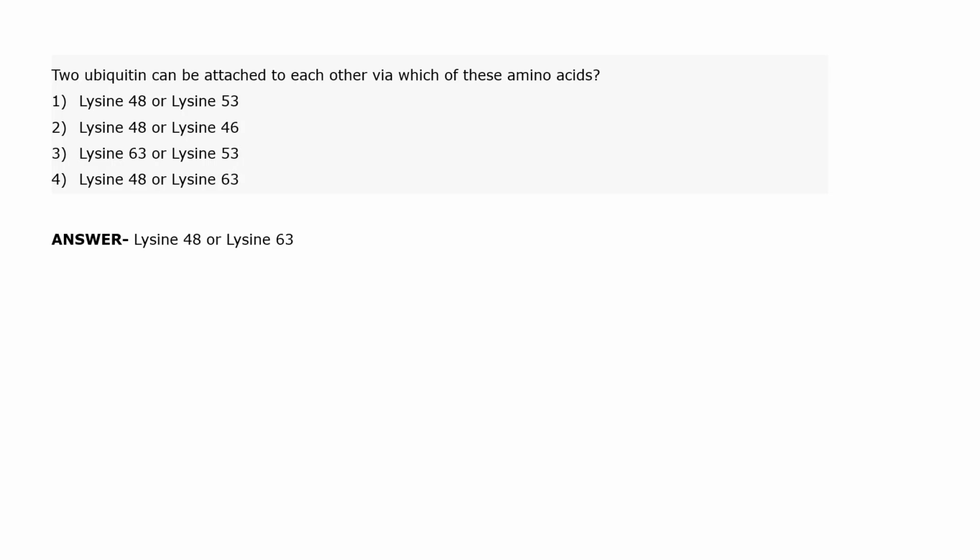Okay, so you are right. Option number 4 is the right answer, lysine 48 or lysine 63. If you consider two ubiquitin chains, lysine 48 of one ubiquitin can interact with lysine 48 of the other ubiquitin chain, or lysine 48 of one ubiquitin can interact with lysine 63, vice versa. Or lysine 63 of one ubiquitin can interact with lysine 63 of another ubiquitin, so that the whole polyubiquitin chain is getting formed.